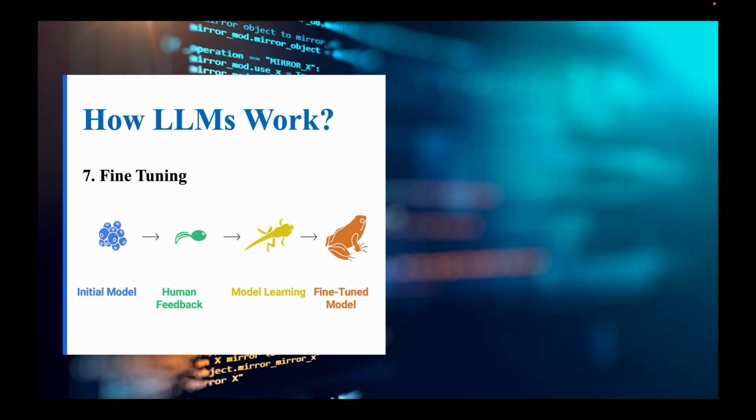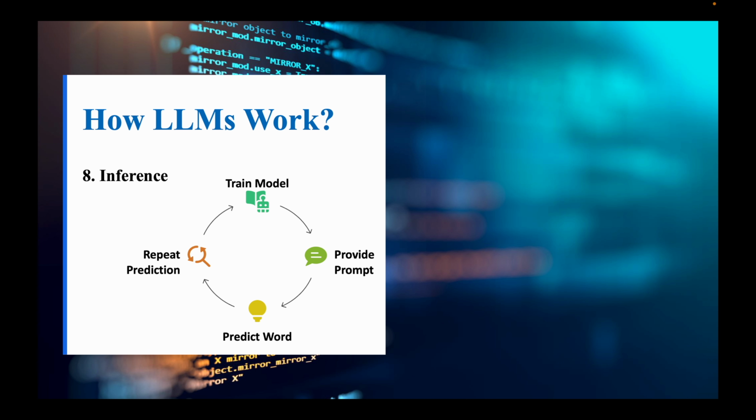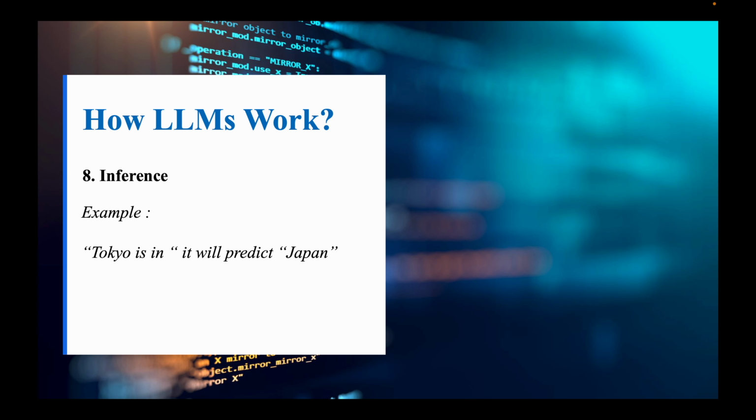The next step is fine-tuning with human feedback. That means after the training process, humans give feedback, so it learns to give safer and better answers. The last step is inference. Once our model is trained, we can give a prompt to the model and then it generates a response by predicting words one by one. For example, "Tokyo is in", then it will predict "Japan".